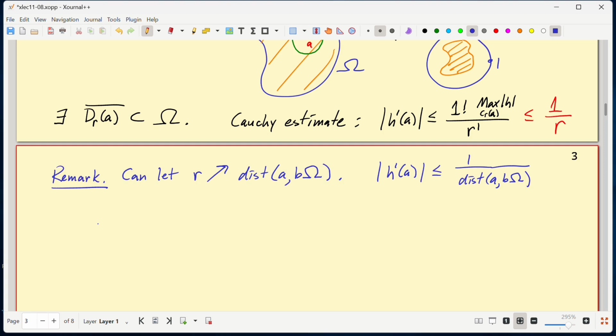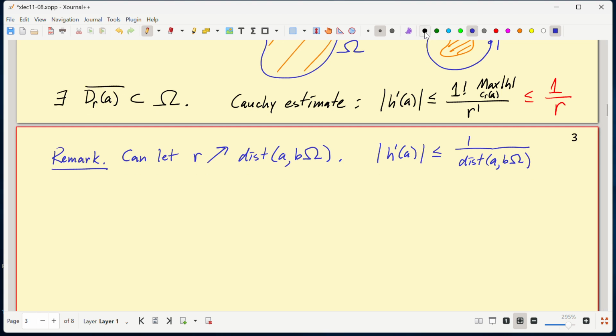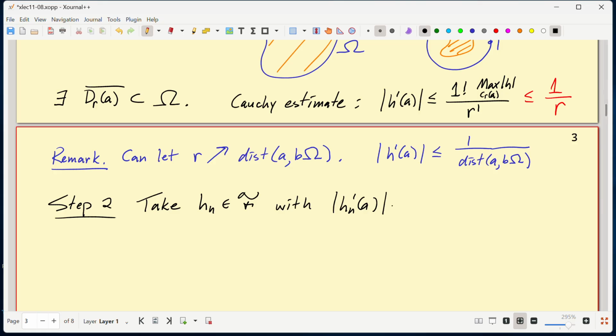So now that step 1 is out of the way, step 2 is take a sequence. We're setting ourselves up to use Montel here. Let's take a sequence h sub n in our class with the modulus of h sub n prime of A tending to my sup.